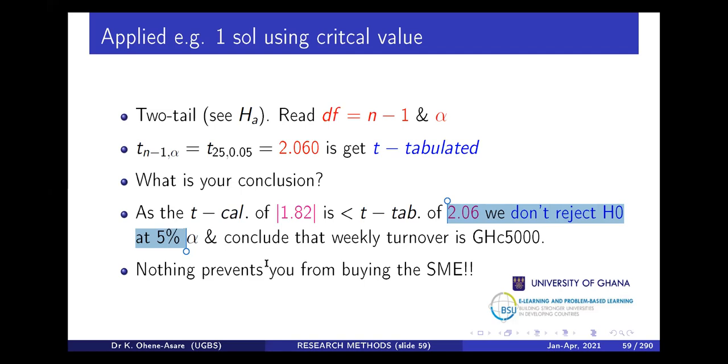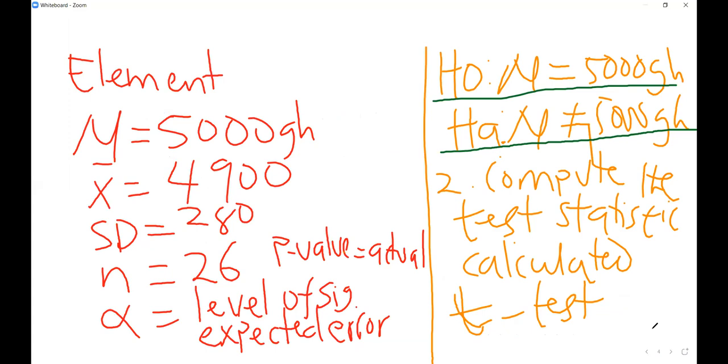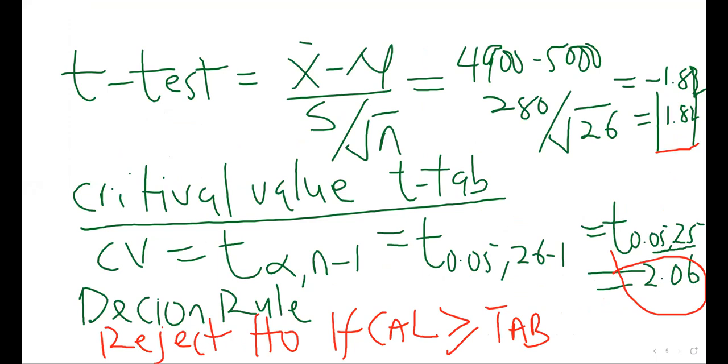So nothing at all prevents you from buying this SME. So go ahead and buy it. This is a way of calculating and coming out with a conclusion based on an approach called the critical value approach. The critical value approach is just comparing the test statistic and the critical value, and the decision rule is what I gave you. So you can use this critical value approach to conclude. That is not all. You can also conclude with the p-value approach.